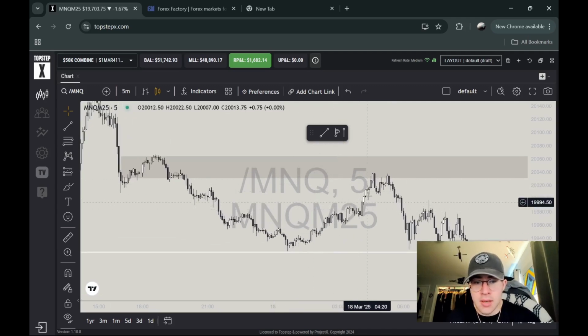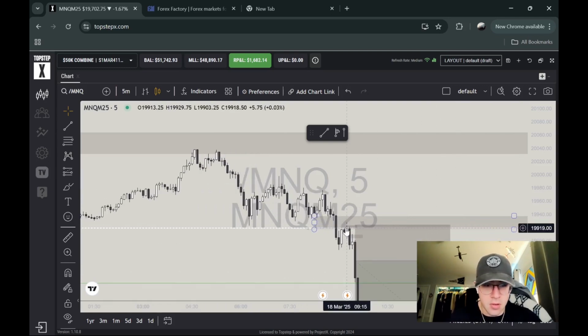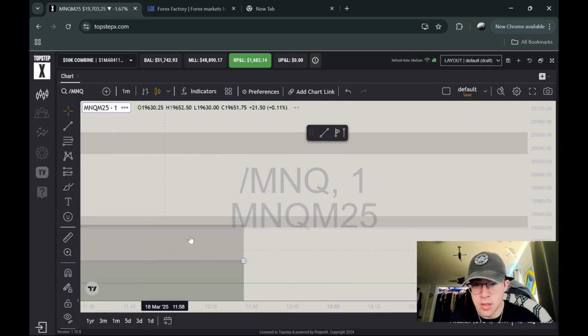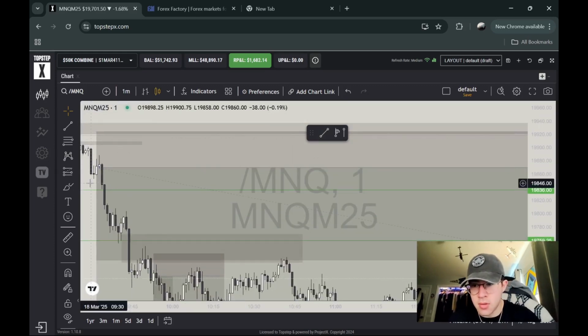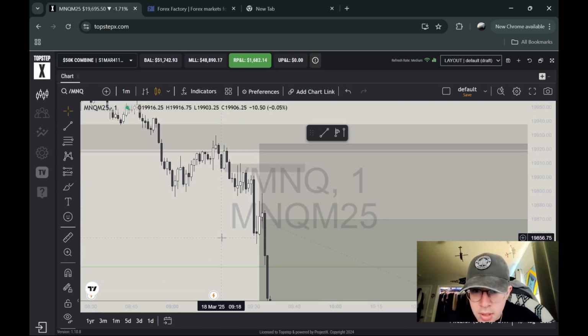So again, we're on the 5 minute, and you can see pretty obvious fair value gap fill right here. So this is before market open, a little bit before, so I scaled down even more to the 1 minute. And, well, what do we see? I see price come in before market open, fill this 1 minute fair value gap, and I'm looking for an entry to short. Now, obviously, I didn't really find much here.